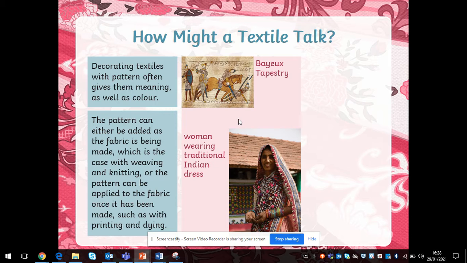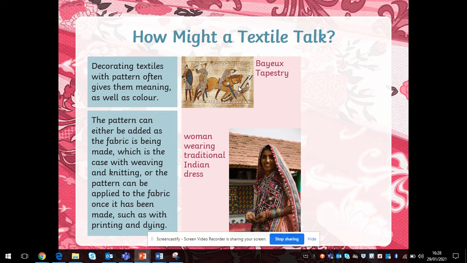So what that means is, if you're sewing and you sew a pattern into something, okay, that's one way of doing it, like weaving and knitting. Or once, say, your t-shirt is made, for example, it's just a plain orange t-shirt, then you can print or dye it after it's been made.